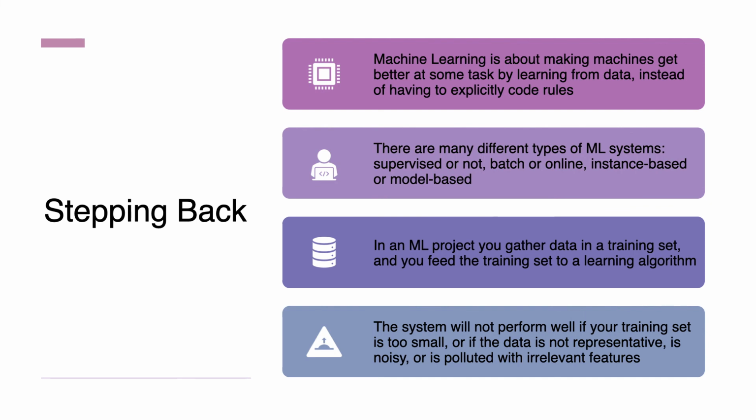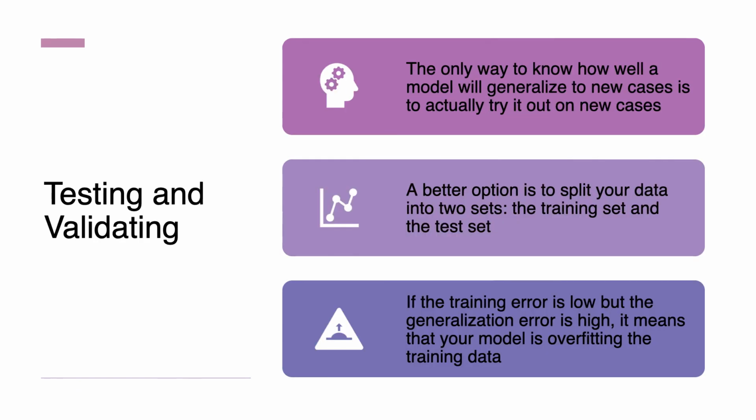Garbage in, garbage out. Lastly, your model needs to be neither too simple, in which case it will underfit, nor too complex, in which case it will overfit. The only way to know how well a model will generalize to new cases is to actually try it out on new cases. One way to do that is to put your model in production and monitor how well it performs. This works well, but if your model is horribly bad, your users will complain.